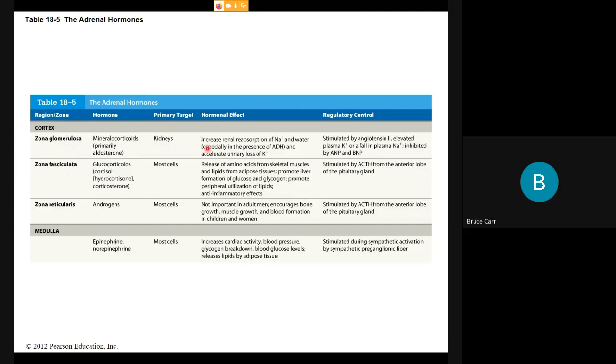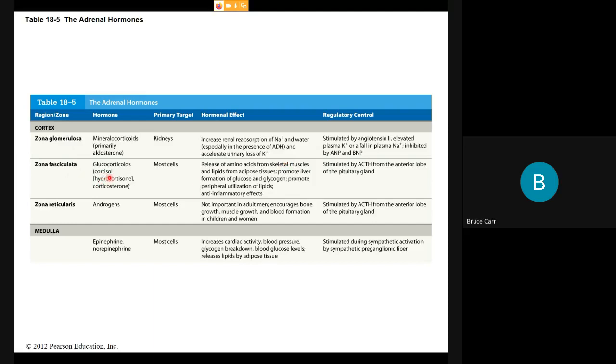The mineralocorticoids are affecting the renal management of sodium and water, especially when ADH is present. And that water regulation is kind of adjusting the osmotic balance and the concentration balance of fluids throughout the body. It's also affected by angiotensin II, something that comes from a thing we call the renin cascade. I'll show you that in a minute.